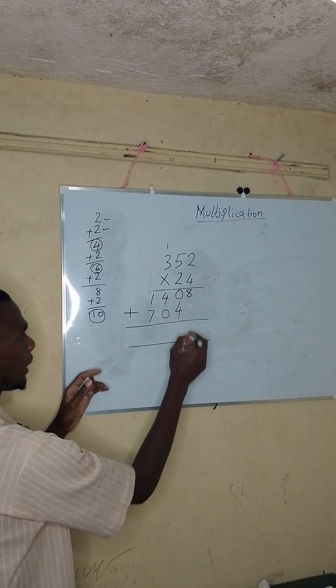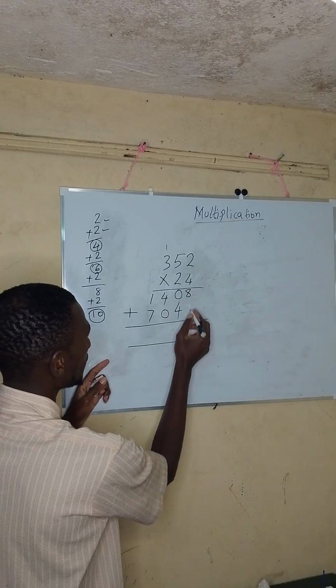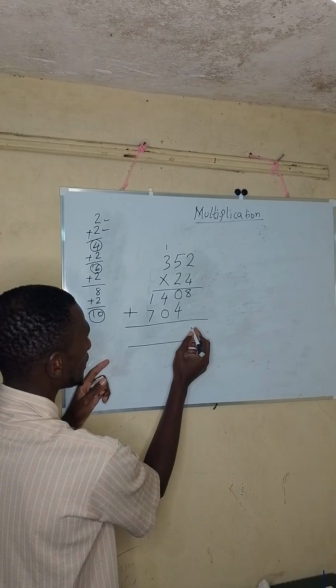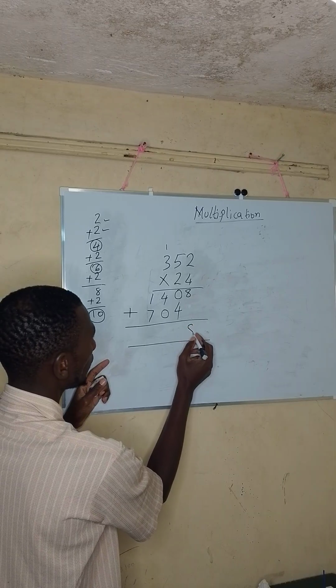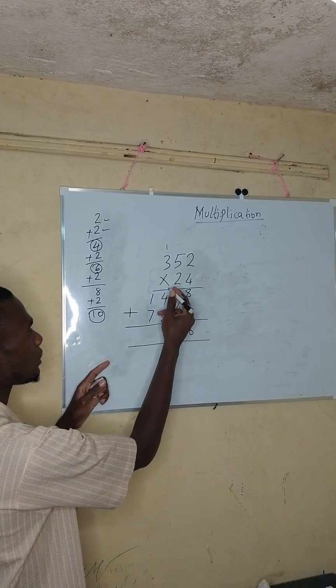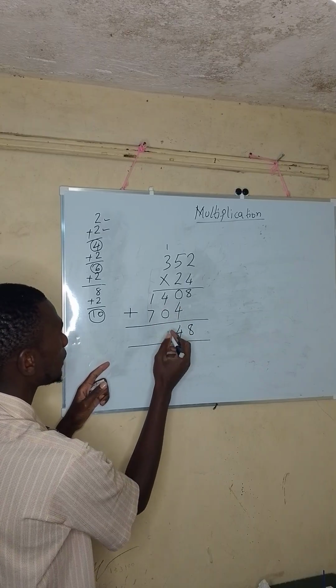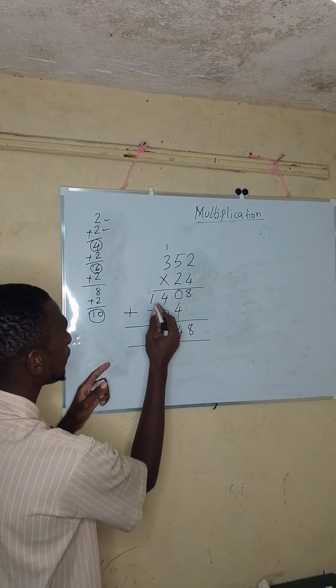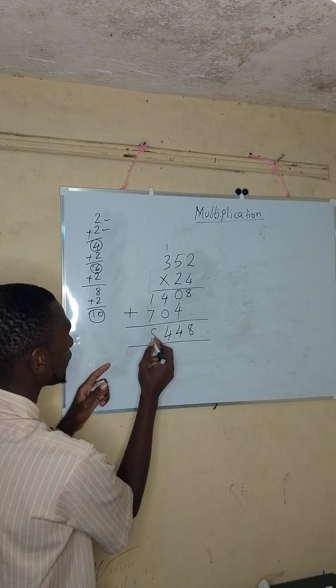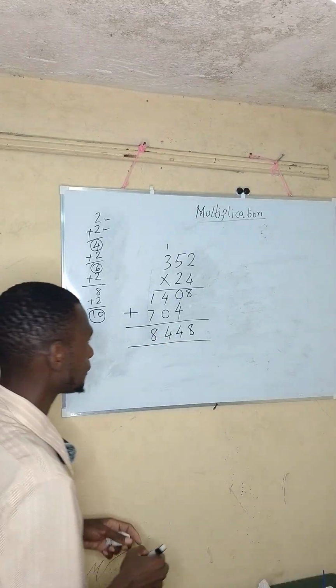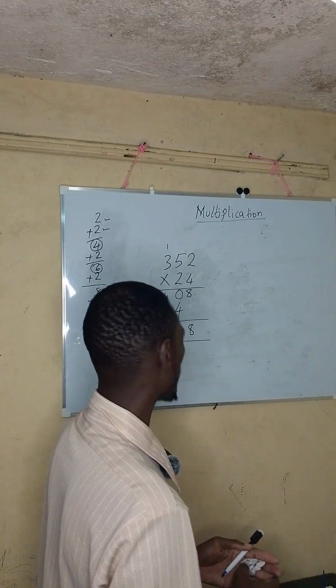So you will add this 8, because there is nothing to be added to 8, so it's like 8 plus 0, that is 8. And this is also 0 plus 4, which is 4. 4 plus 0, which is 4. 1 plus 7, that is 8. So you have a total of 8,448.